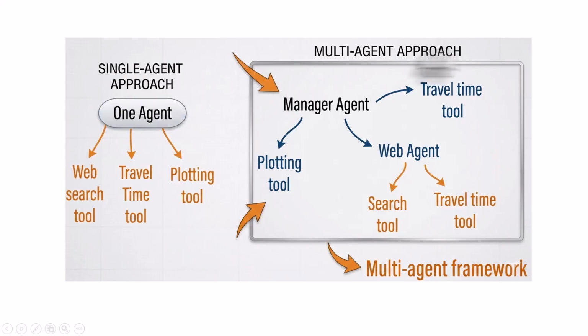And the second way is, let's call our one agent a web agent, which has access to the search tool as well as the travel time tool. And the manager agent will have access to the plotting tool and also access to the web agent.